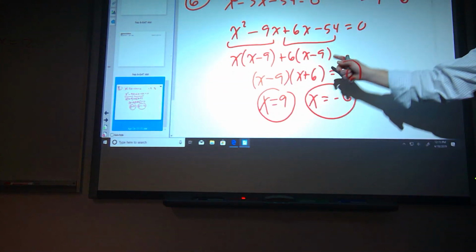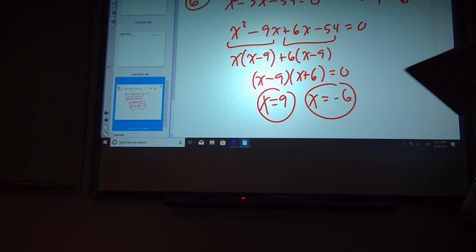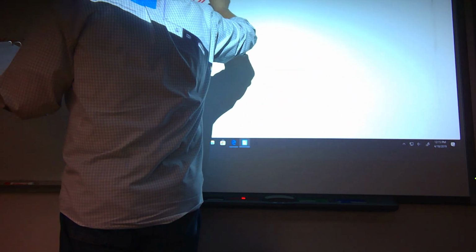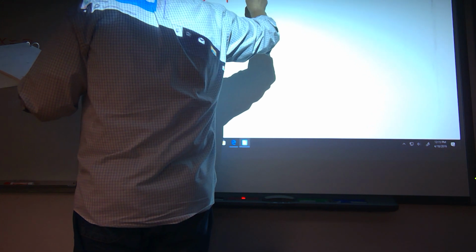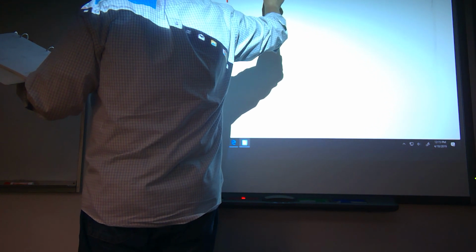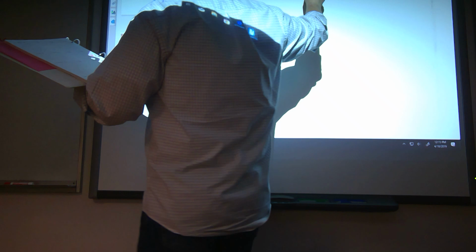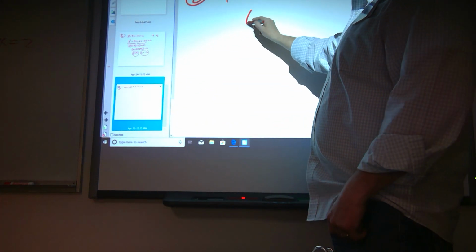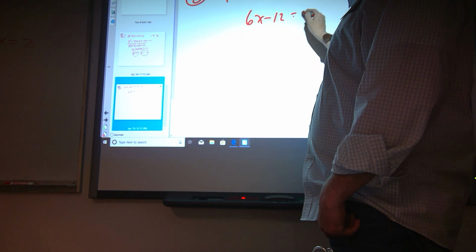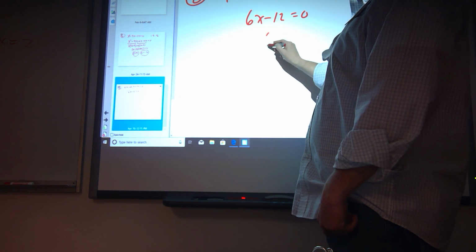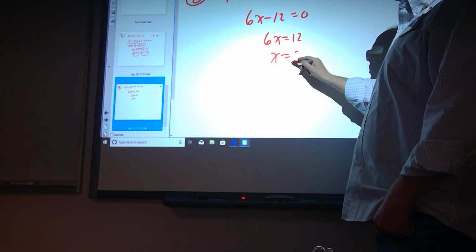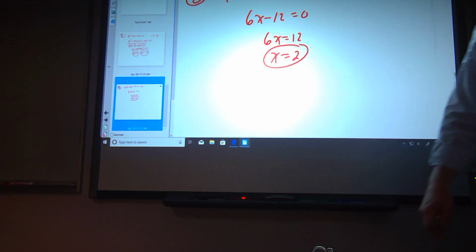Are you okay with that one? Number 8. We got 4x minus 12 plus 2x equals 0. Okay, let's combine like terms. So 2x and 4x is 6x. Minus 12 equals 0. Add 12 to both sides, and then divide both sides by 6. So you get a single answer.